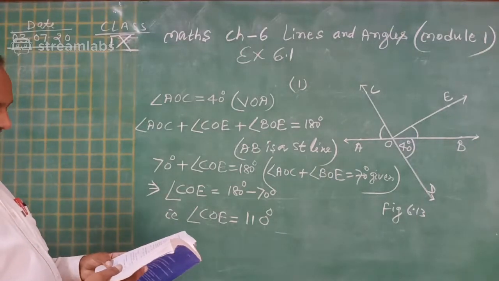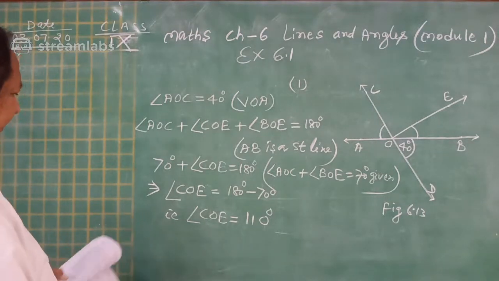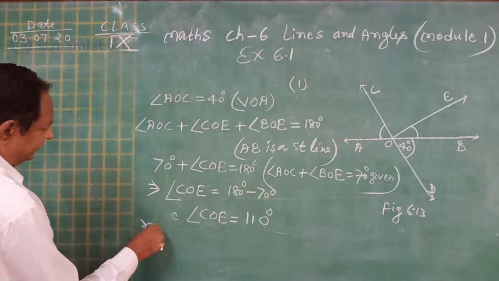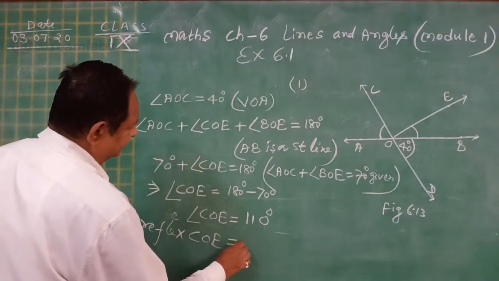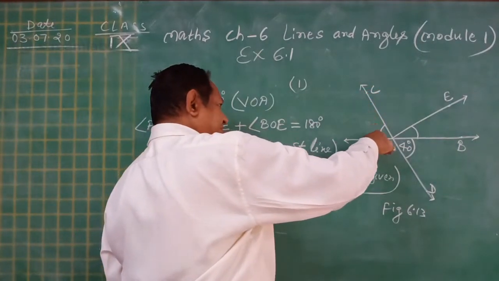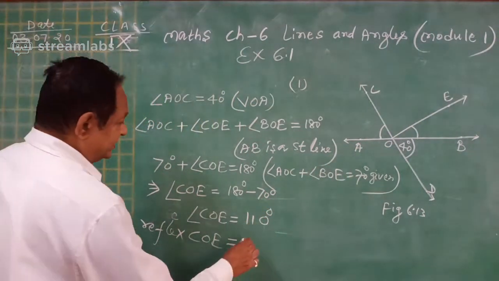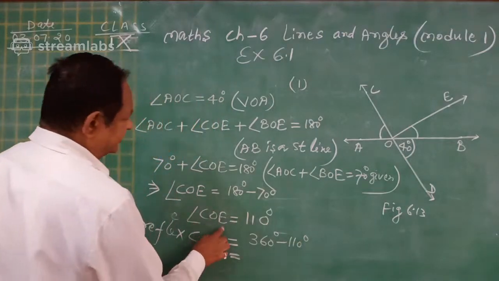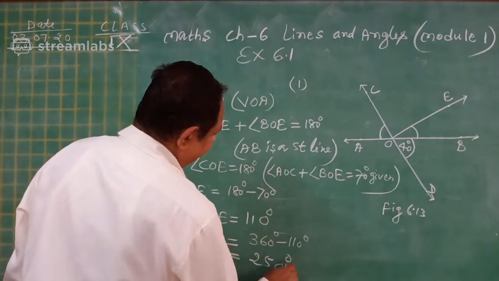Now second, find reflex COE. Sorry, we have to find reflex COE. Reflex COE is equal to, this is a reflex angle, from here to here, the angle should be greater than 180 degrees. So 360 minus 110 will be the reflex of COE, that is 250 degrees.